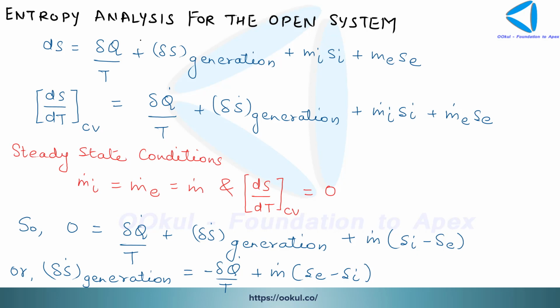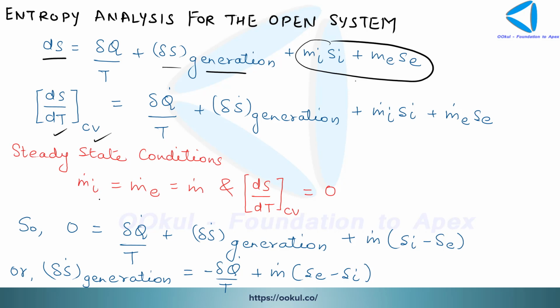This is the equation, same expression, that is dS equal to del q by T plus delta S generation, but this term has been introduced more. Okay, so mi si plus me se. So dS by dt at constant volume will give you del q dot by T. This dot represents divided by time. This is not temperature, this is time. Plus del S dot generation plus m dot i si plus m dot e se. This is the rate, divided by time.